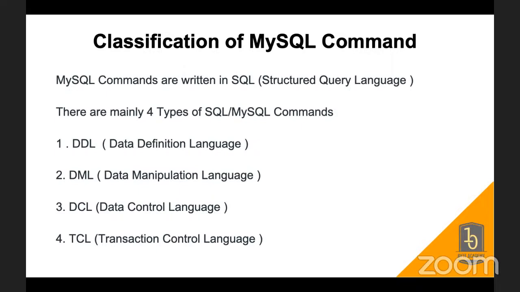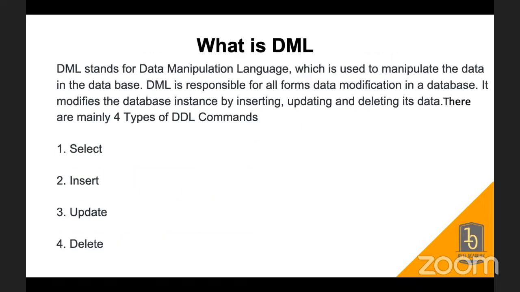DDL we have already covered, data definition language. DML we are going to cover today, data manipulation language. There are two more: DCL, data control language, and TCL, which is transaction control language. So let's go to DML. DML stands for data manipulation language, which is used, as the name itself identifies, to manipulate the data inside the database. DML is responsible for all forms of data modification in the database.